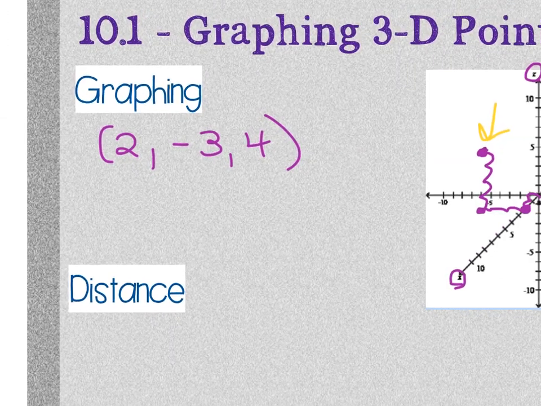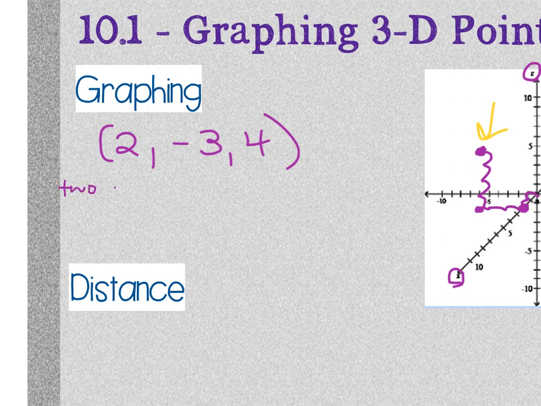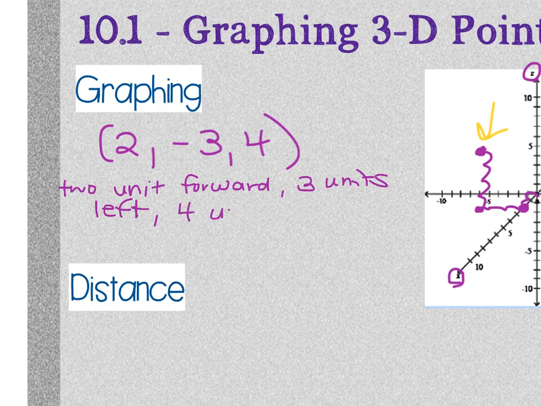You'll also see this in words. So like 2 units forward, 3 units left, 4 units up or above the axis. And you'll have to give it to me in coordinate points. So you had ones like that in your homework too.